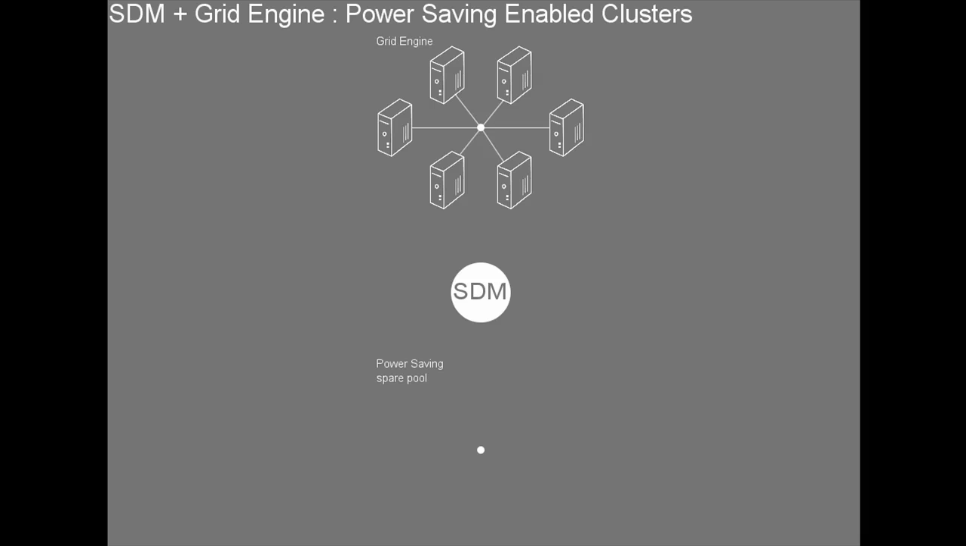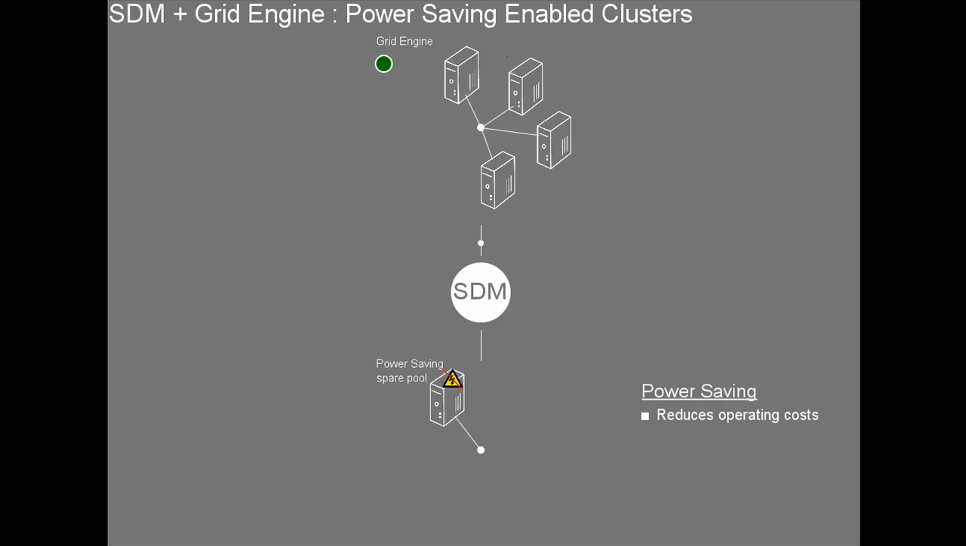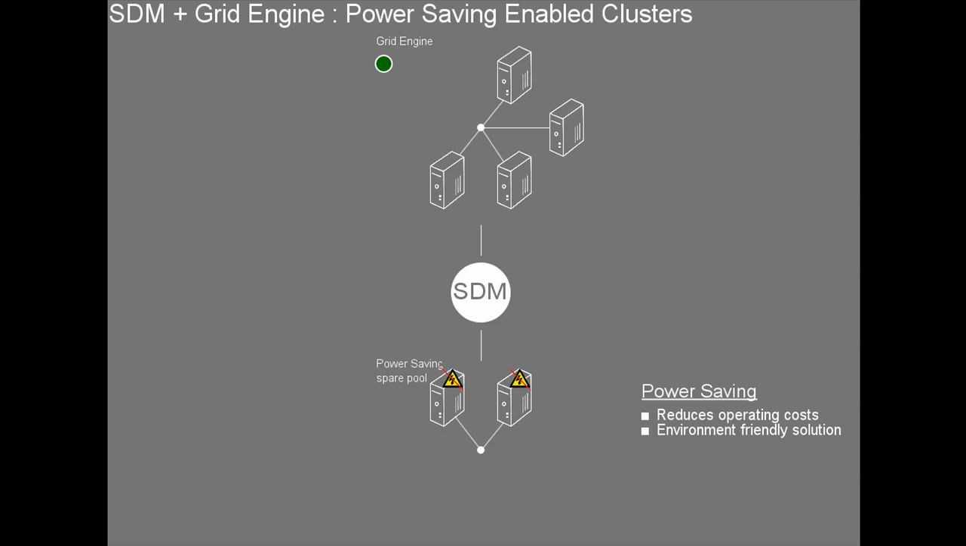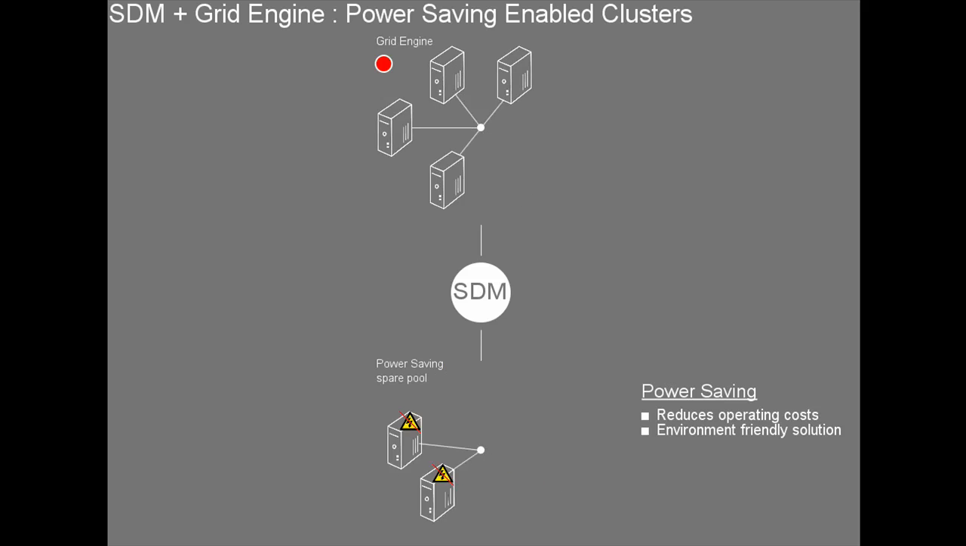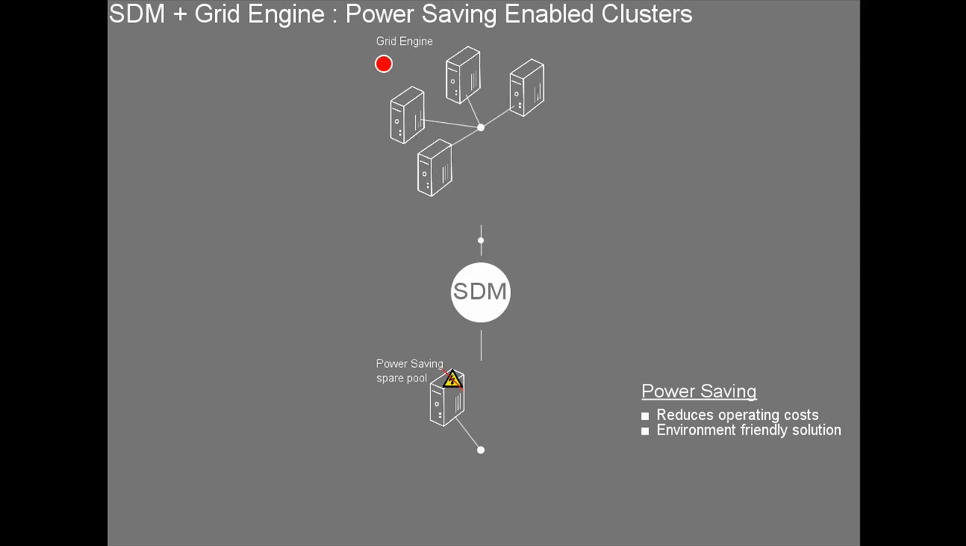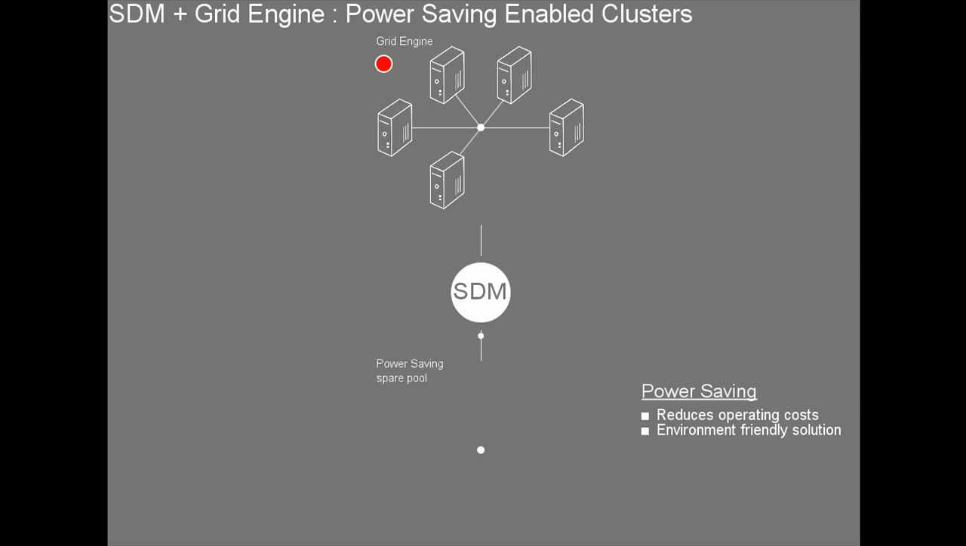Another Grid Engine use case is power saving of idle cluster resources. Host resources are removed from the Grid Engine cluster once they run idle. They are moved to a special power saving spare pool where the hosts are switched off. If the workload rises, they are switched on again and re-added to the cluster. Power saving with SDM can significantly reduce the operative costs for data centers, depending on the workload profile of the hosted clusters.